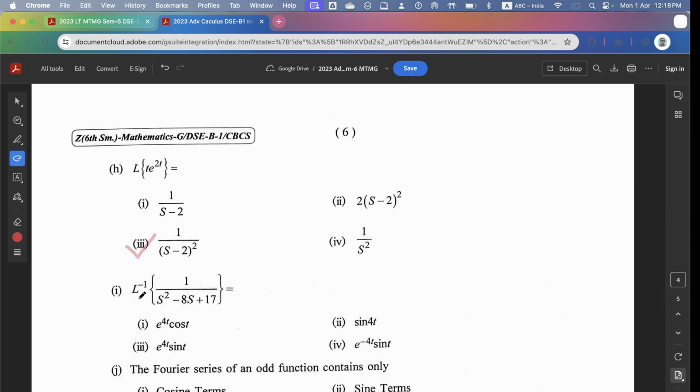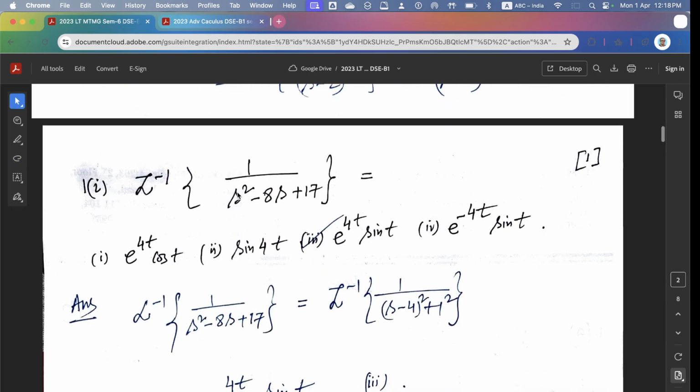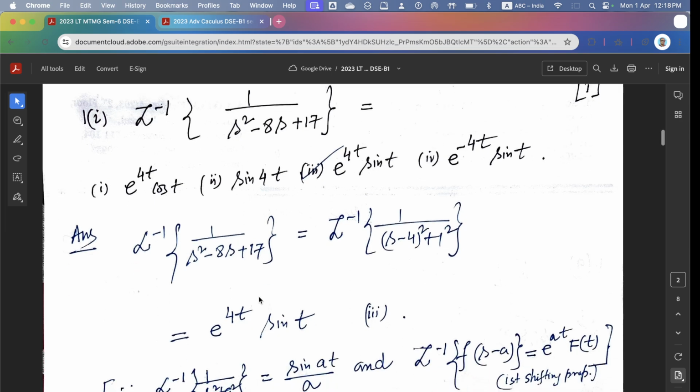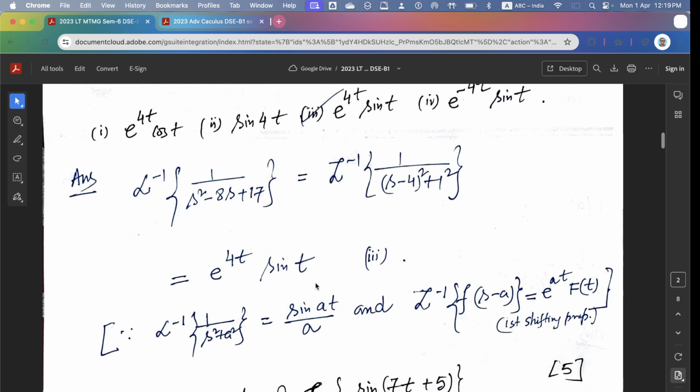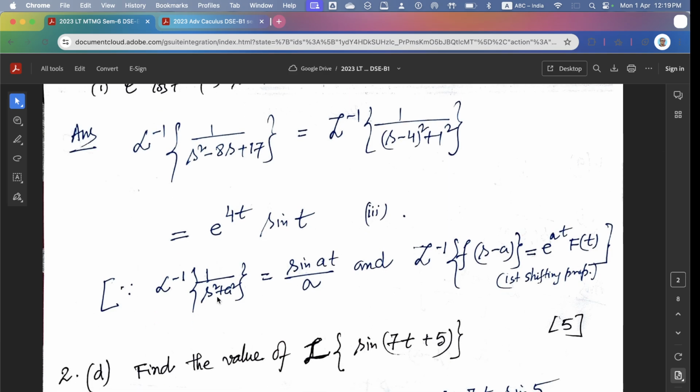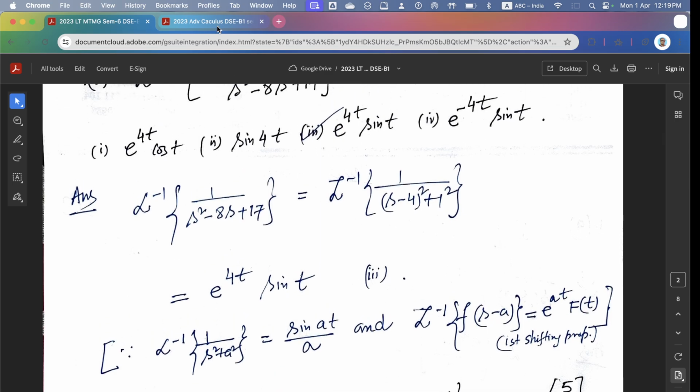Question 1i. Inverse Laplace transform of 1 by s square minus 8s plus 17. Its correct option is 3. We write this as s minus 4 whole square plus 1 square, and this equals e to the power 4t sin t, because L inverse of 1 by s square plus a square equals sin at by a, and L inverse of small f(s minus a) equals e to the power at capital F(t). This is the first shifting property. So the correct option is 3.